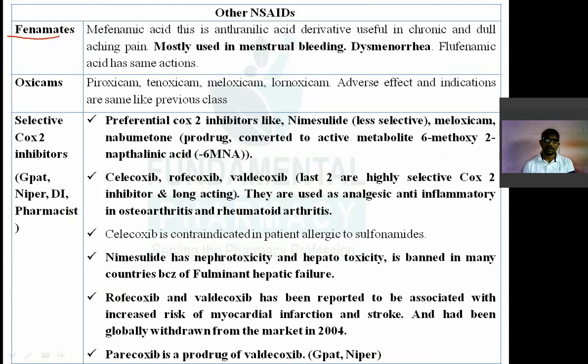Fenamates or fenamic acid derivatives. In that you have two drugs, mefenamic acid and flufenamic acid. Mefenamic acid is an anthranilic acid derivative useful in chronic and dull aching pain. Now this drug is mostly used in menstrual bleeding to treat dysmenorrhea. It is mefenamic acid and flufenamic acid. These are the two drugs. They are mostly used in dysmenorrhea. They are also used as an antispasmodic.